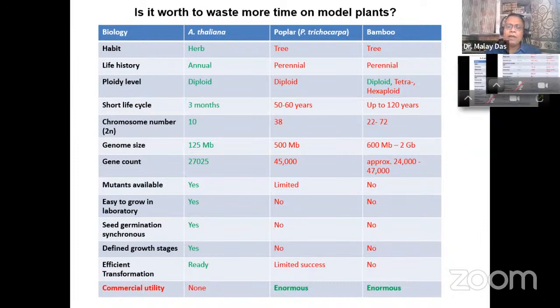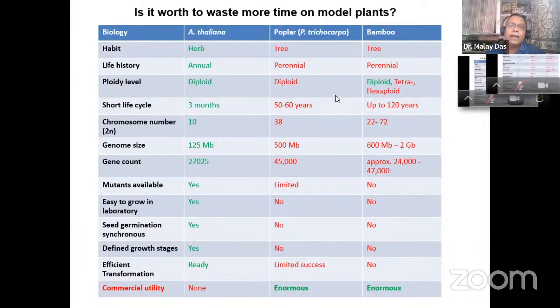And I'm particularly interested in trees. This is one kind of extreme of the non-model plant, which is not easy to grow in the lab, which has a perennial life cycle, a very long life cycle, let's say from 20 to 30 to 100 years, and which has a very complicated genome. As a result, it can pose a lot of technological problems while you are doing many different experiments.